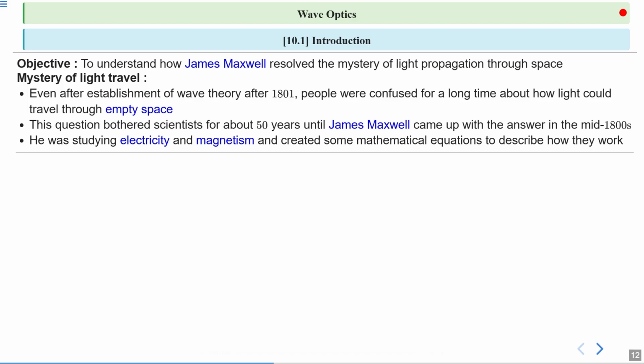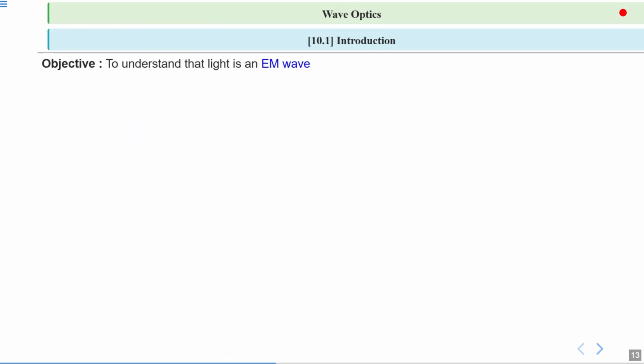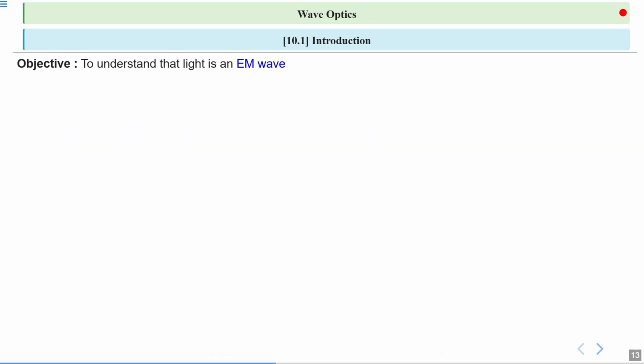He was studying electricity and magnetism and created some mathematical equations to describe how they work. Maxwell's equations not only explained electricity and magnetism but also revealed that light is an electromagnetic wave. This discovery was groundbreaking and provided the answer to how light can travel through empty space. So here our objective is to understand how light behaves and travels through space.